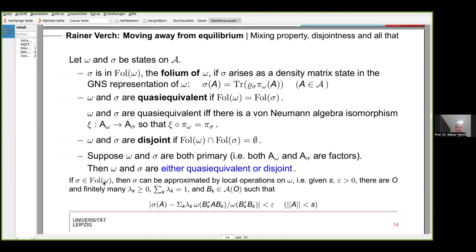So here I have written what it means operationally: if a state sigma is in the folium of omega, then sigma can be approximated by local operations on omega, and this is expressed here. And this is an important thing, whether or not you have quasi-equivalence. If you have quasi-equivalence, then you can say in some sense that sigma is actually something like a local perturbation of omega, because you can approximate it by making local operations on the state omega.